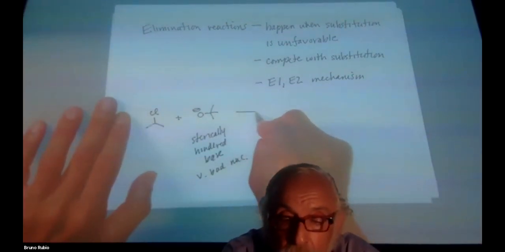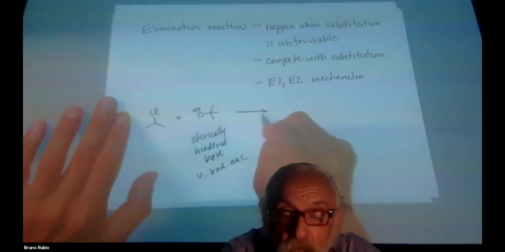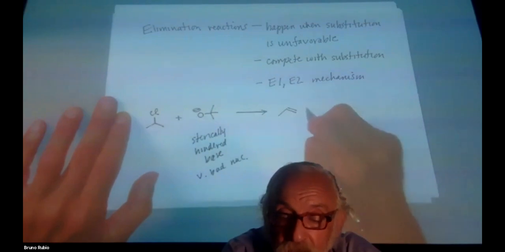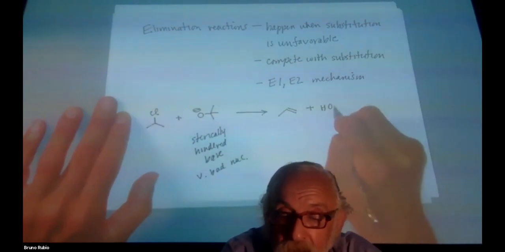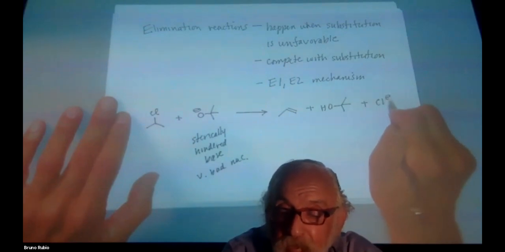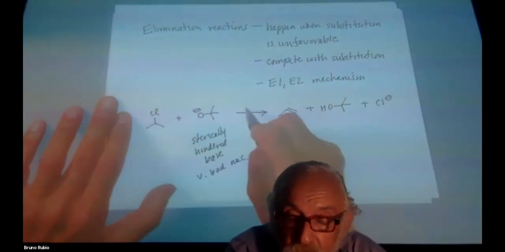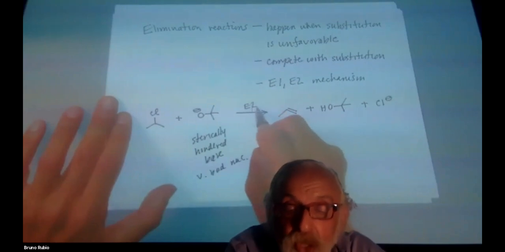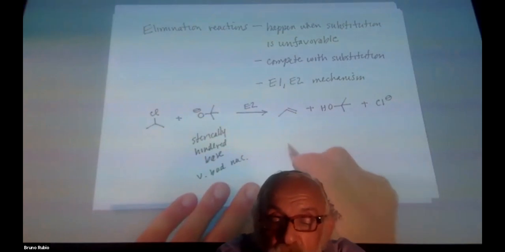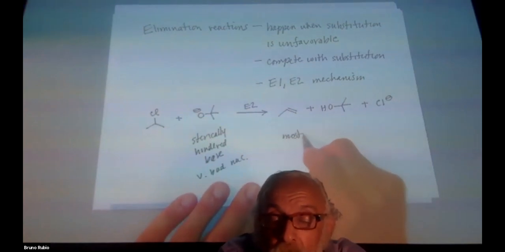Okay, so most popular. What happens is elimination, and the products of the elimination would be that. We'll explain how all of these happen in a while. And so here we get E2 elimination, right?